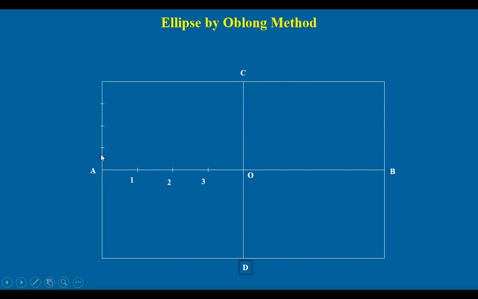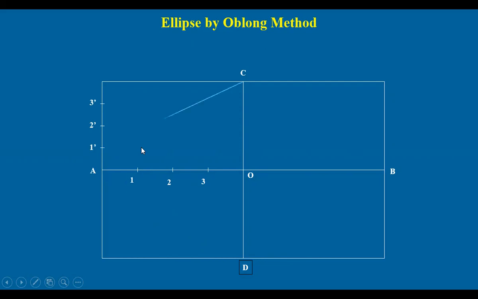Similarly, from A, this vertical line, I divide into the same number of equal parts. Sorry, 4 parts. The same 4 parts are done from A, and these should be marked from A this side, 1, 2, 3, 4 like this. And from A, this side also 1 dash, 2 dash, 3 dash like this.